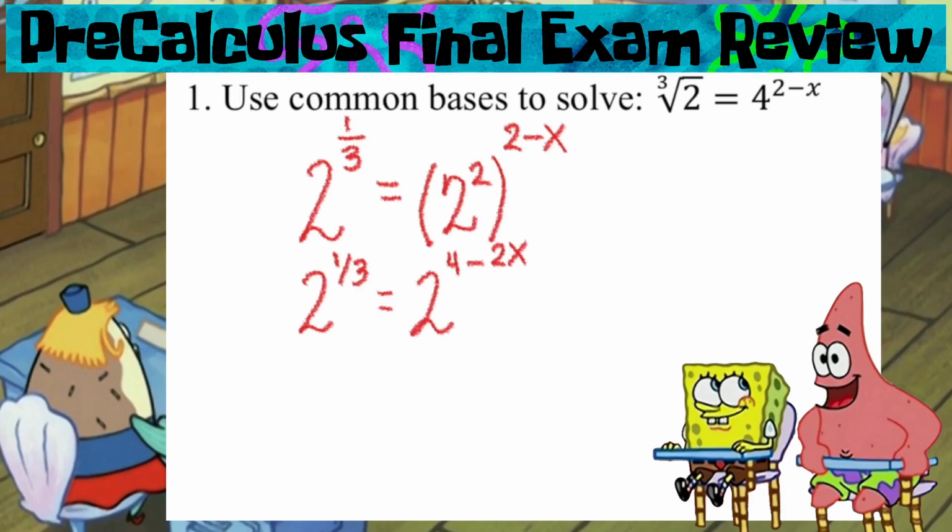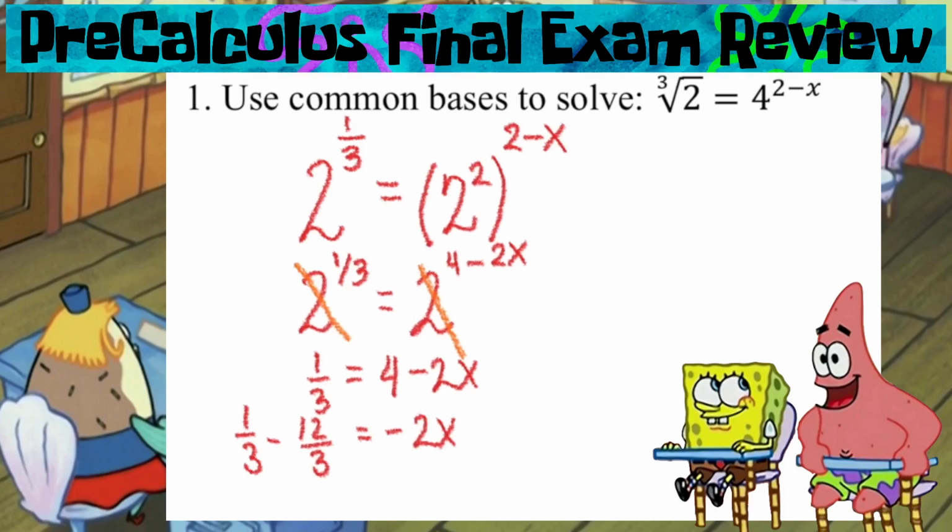Now I have a matching base on both sides. These are exponential expressions. Exponentials are one-to-one, meaning they pass both the vertical and horizontal line test, which means we can ignore our base and simply compare our exponents because there's only one possible outcome and we don't have to worry about extra answers anywhere. So we have 1/3 equals 4 minus 2x. If I subtract the 4 over, I will have 1/3 minus 4. The 4 though, I'm going to find my common denominator right away. Instead of writing 4, I will write 12/3 equals negative 2x. 1/3 minus 12/3 is equal to negative 11/3.